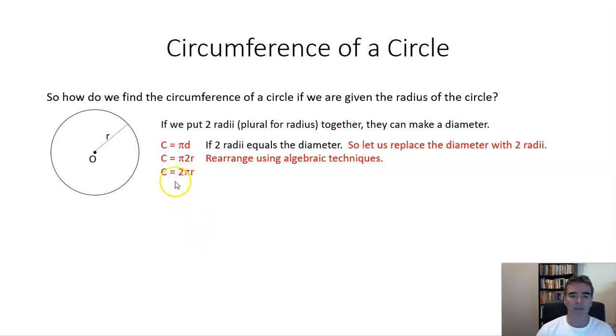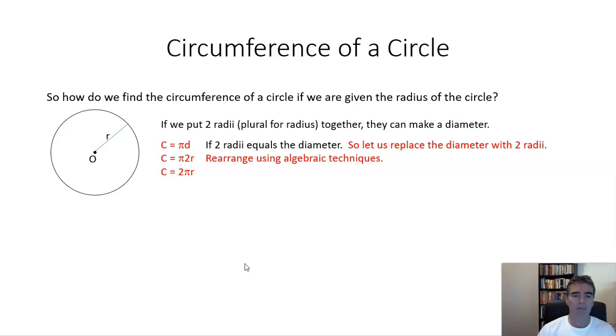Now, I prefer this formula to trying to remember the previous one, pi times diameter, because when we're finding the area of a circle, we're using the radius as well, and they look pretty closely the same. So you've just got to be a little bit careful.